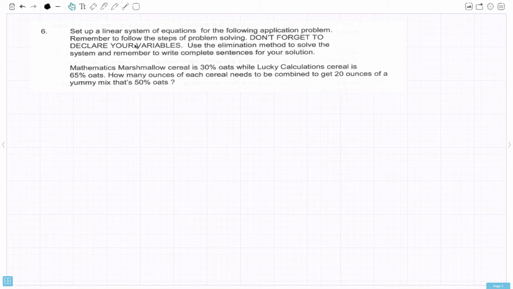Number 6 says, set up a linear system of equations for the following application problem. Remember to follow the steps of problem solving. Don't forget to declare your variables. Use the elimination method to solve the system, and remember to write complete sentences for your solution. Mathematics marshmallow cereal is 30% oats, while Lucky Calculation cereal is 65% oats. How many ounces of each cereal need to be combined to get 20 ounces of a yummy mix that's 50% oats? So I have to apologize right here for the names of these. It's ridiculous. But never minding that, let's go on.